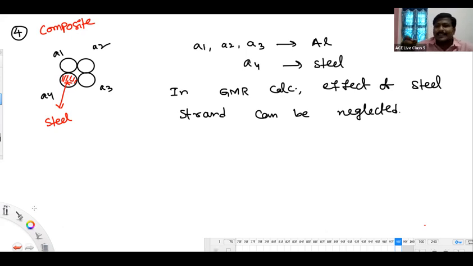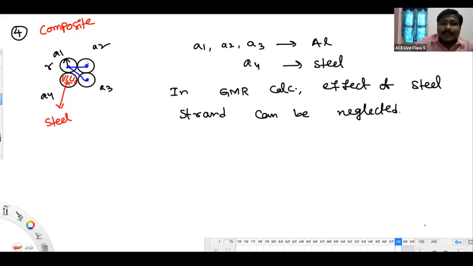The effect is neglected in the sense that, for example, if you take A1 with radius r, what are the distances of A1? Self distance of A1 is r dash, 0.7788r. What is the 1 to 2 gap? It is 2r. What is the 1 to 3 gap? Just now in the previous problem we have done 2 root 2 r. 1 to 4 we need not take. We feel that the steel wire is not there. We don't have the A4 conductor, and we should not disturb A1, A2, A3. A1, A2, A3 as they are we should take.